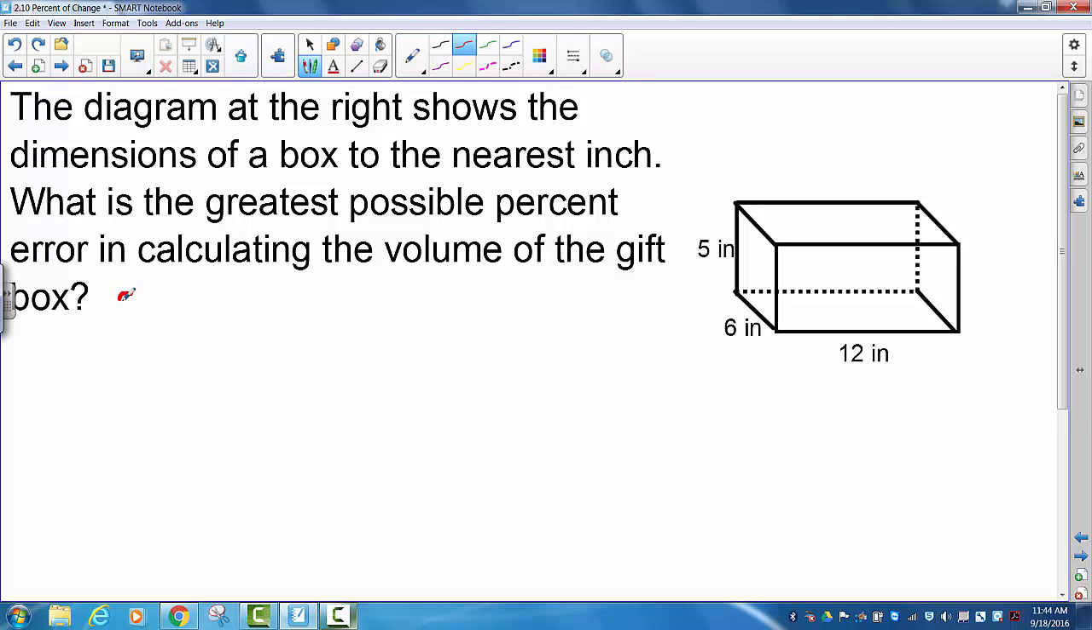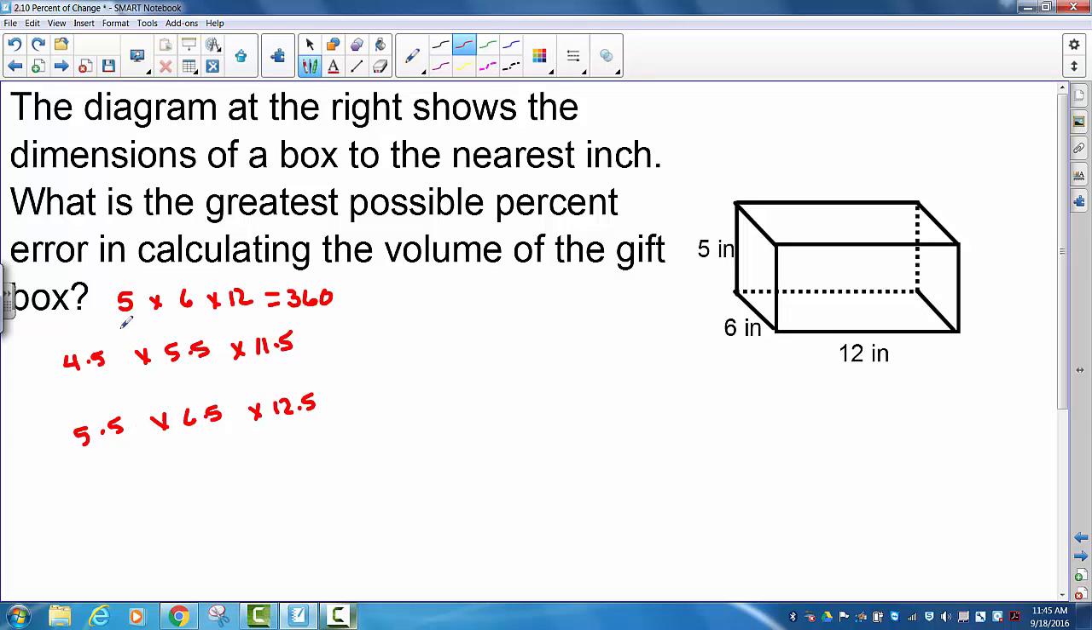So that means we're going to go 5 times 6 times 12, and we get 360. Is that right? 30 times 12, 360. Alright, but remember, it could be 4.5 inches by 5.5 inches by 11.5 inches, or it could be 5.5 inches by 6.5 inches by 12.5 inches. So those are the possibilities.